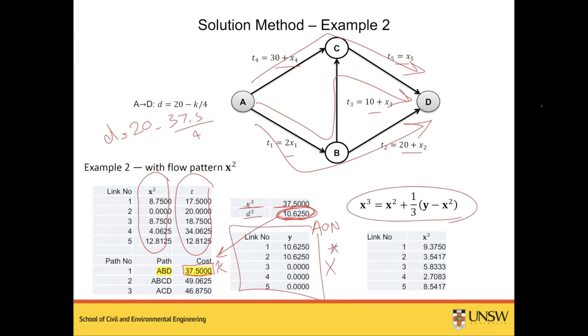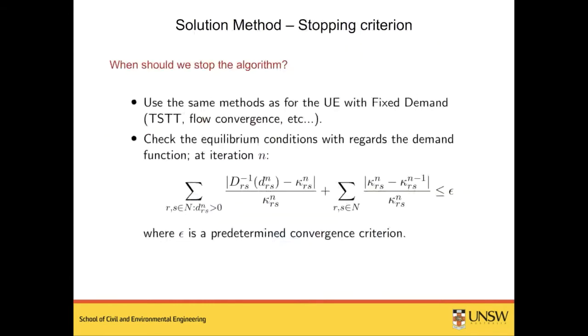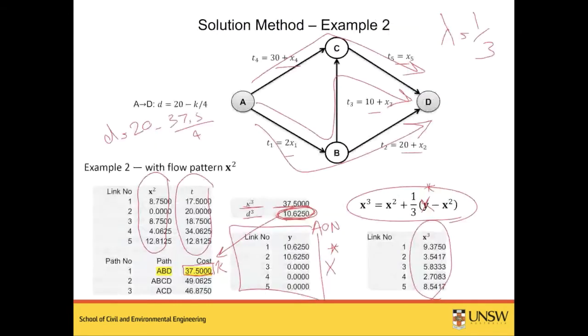And then I use the MSA formula. This is x star. Lambda is what? It's 1/3 because we are at iteration 3. And then if I use this, you'll see that I get my new link travel times. And then I can keep going. I can keep doing that, right? I can keep doing it until I reach convergence.